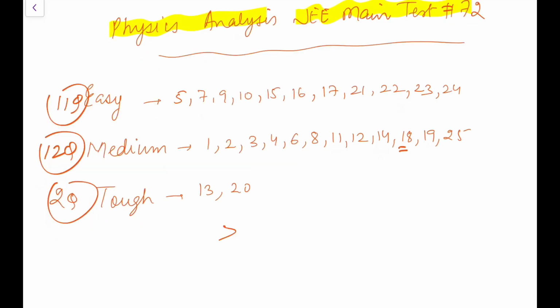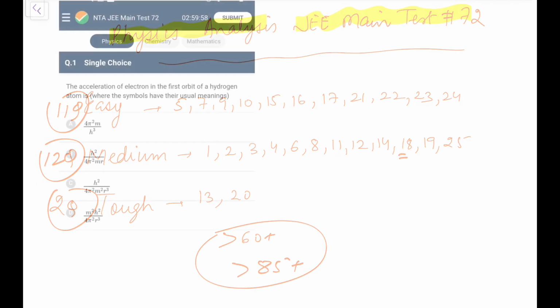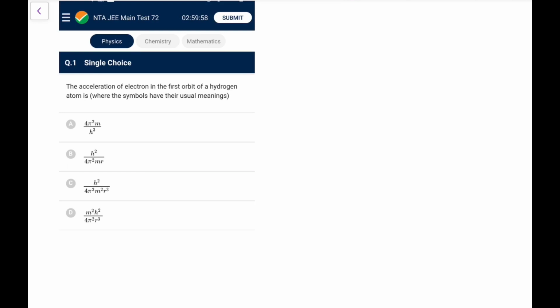Again, I say, a student who's good enough in physics should get 60 plus, and a very good student should get 85 plus in this particular paper. So let's start the paper. First, see what is in the first question.